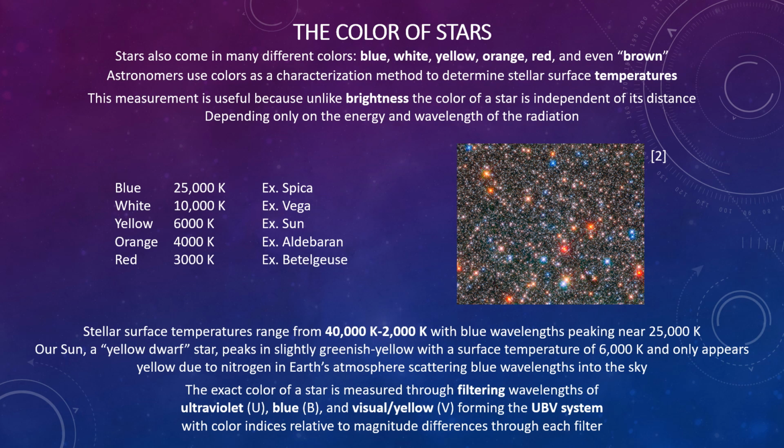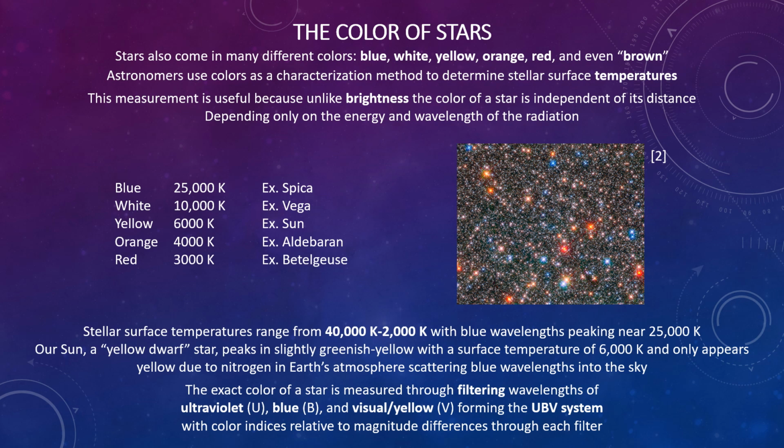Our sun is what we call a yellow dwarf star, and so its peak color is slightly greenish yellow with a surface temperature of about 6,000 Kelvin, and it only appears yellow due to the nitrogen in Earth's atmosphere scattering blue wavelengths into the sky.